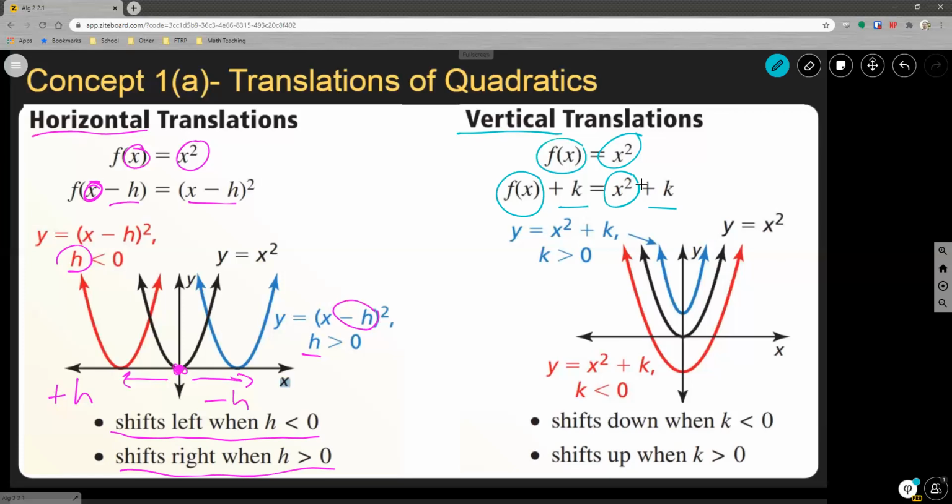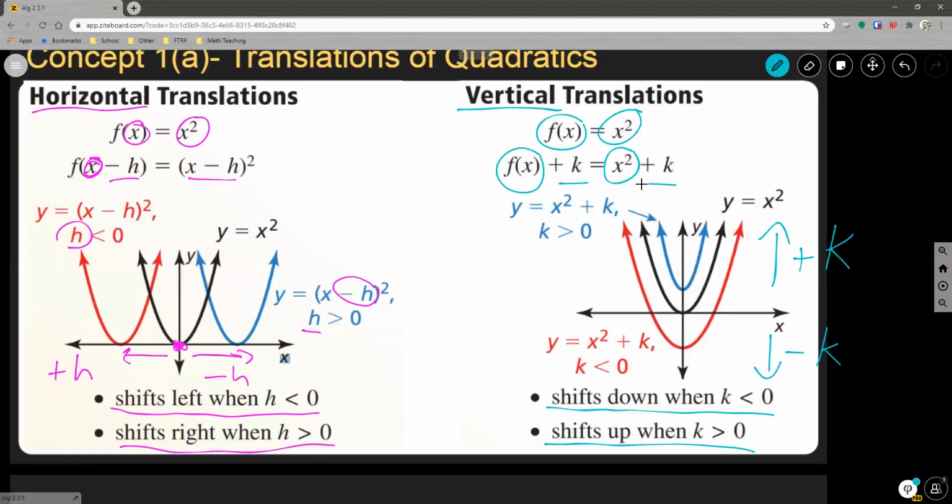And like before with the absolute value functions, if I'm adding a k value, if I want to go up, I'm going to be adding k. And if I want to go down, I'm going to be subtracting k. And the rules are very straightforward with this. Vertical stuff does exactly what we want it to do. Shift it down if k is less than 0, so it's negative, and it shifts up if it's greater than 0, or positive.